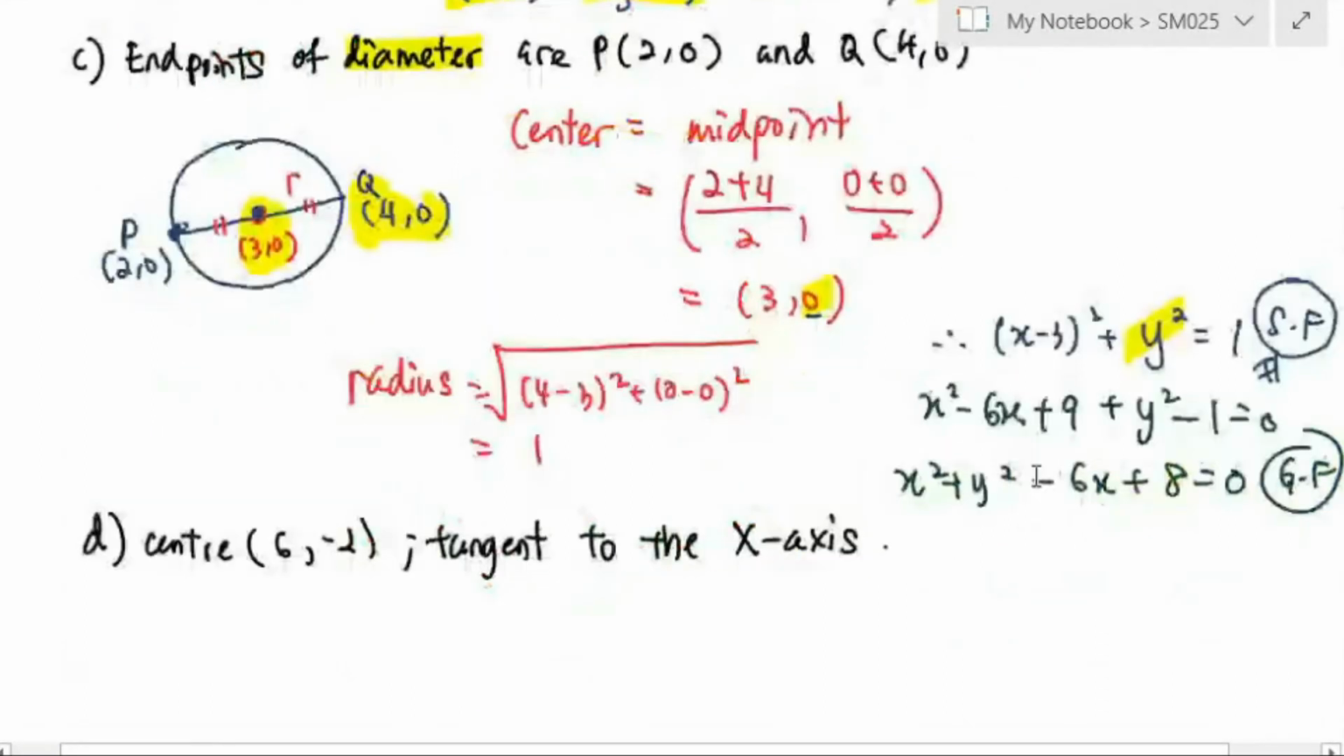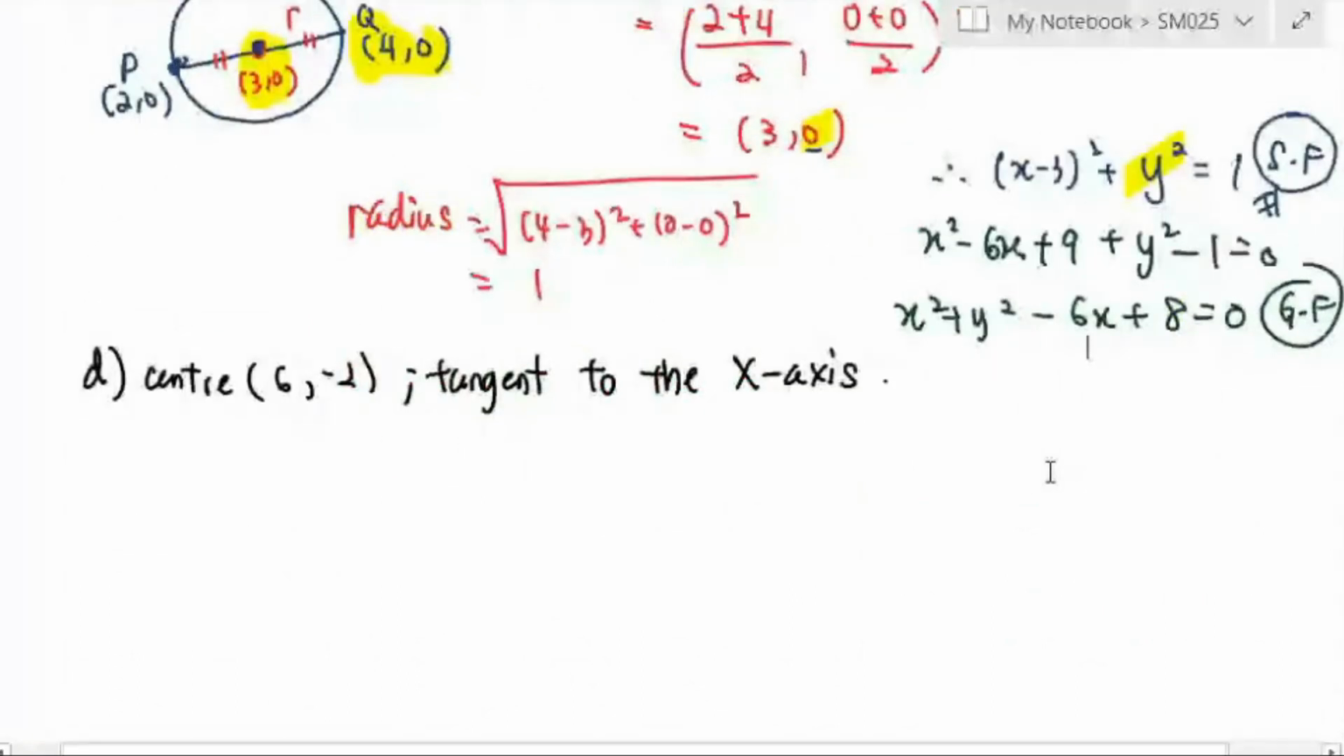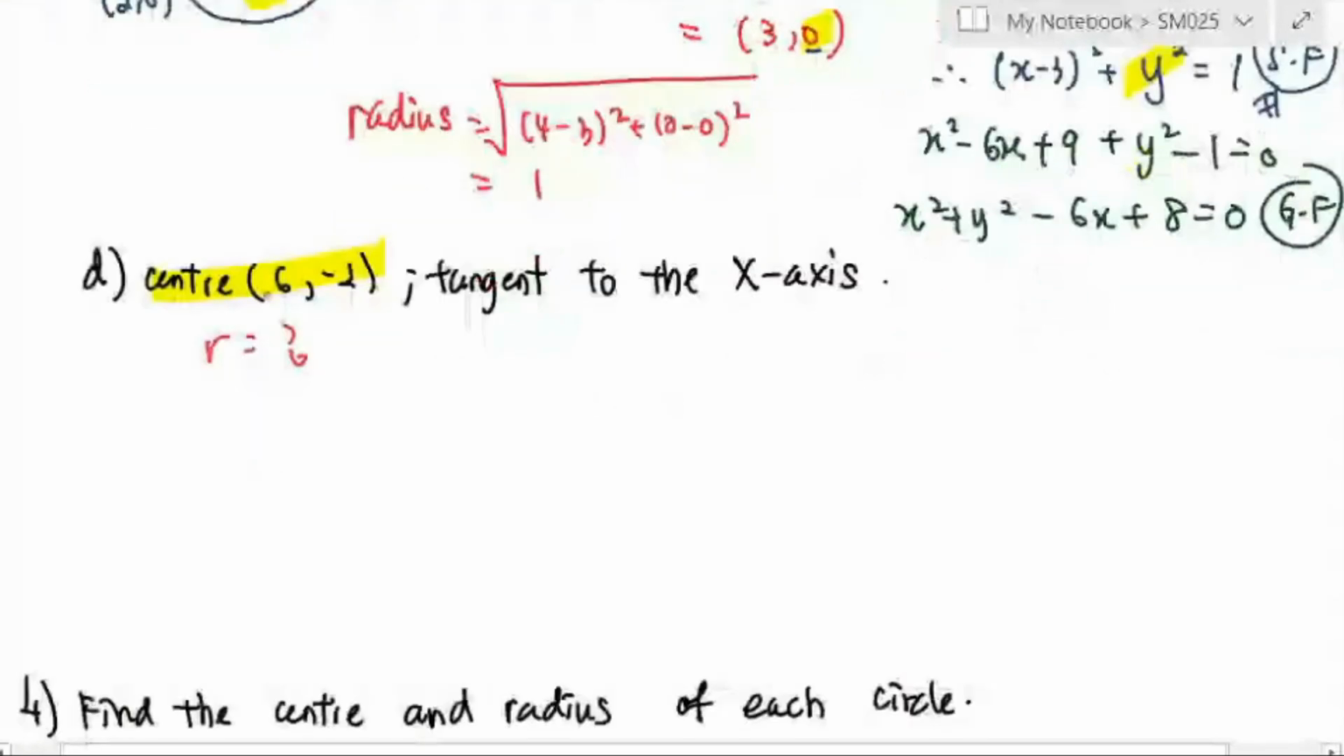Okay, so what happens if the given situation center is 6, negative 2, alright, so center is given, so our task here will be find out what is our radius. Then the situation given us will be tangent to x-axis. Okay, so if I want to draw, center is 6, negative 2, so I want to draw this center. So I already draw out this one, x-axis, y-axis. I want to draw it so that I want to get the information of radius.